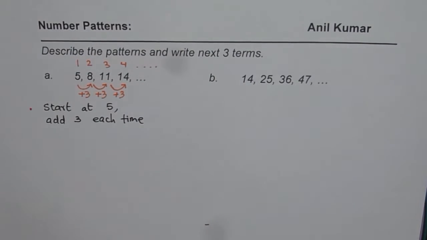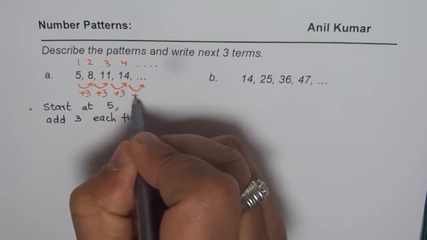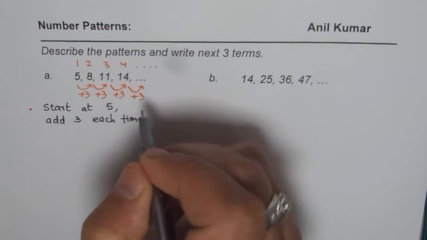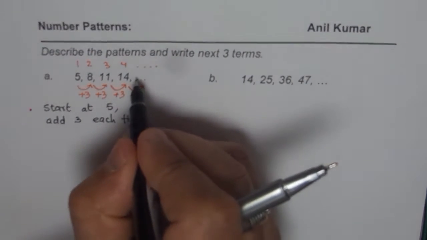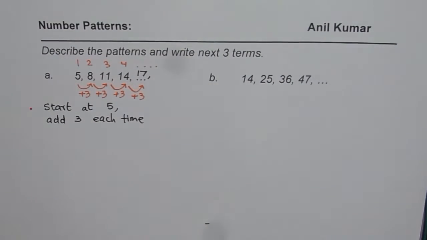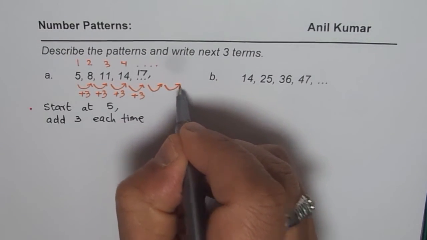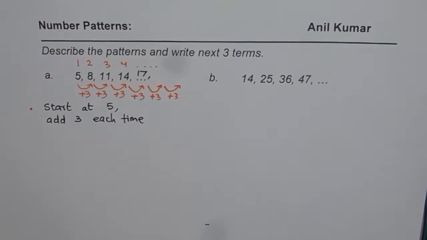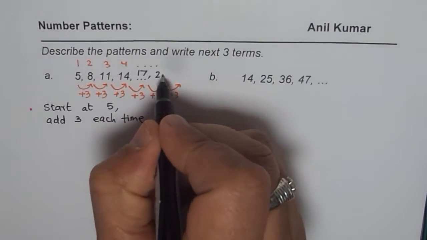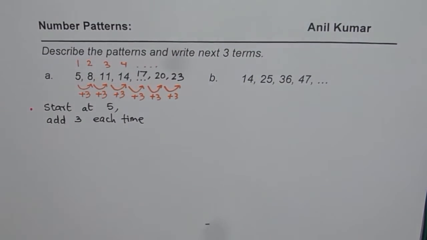To write the next term, we'll continue this pattern. That is to say, we'll add 3. So if I add 3 to 14, then what do I get? I will get the number 17, right? So the next number for me is 17. And then again I need to add 3, right? So add 3 and then again add 3 to get the next three numbers. So we'll write plus 3 here, plus 3 here, right? 17 plus 3 is 20, and then 20 plus 3 is 23. So that is how you can get more numbers from the same pattern.